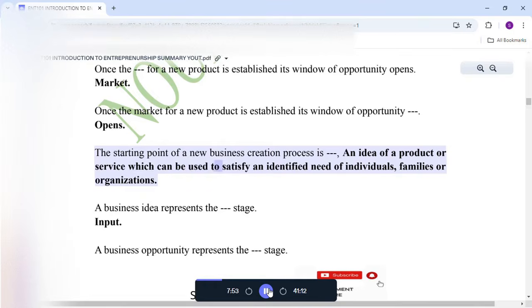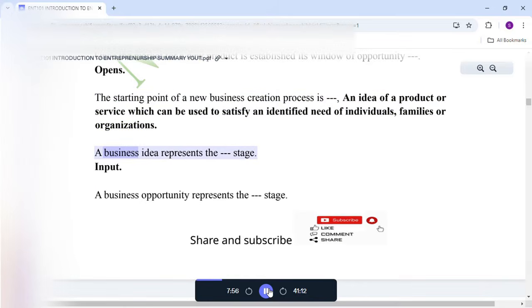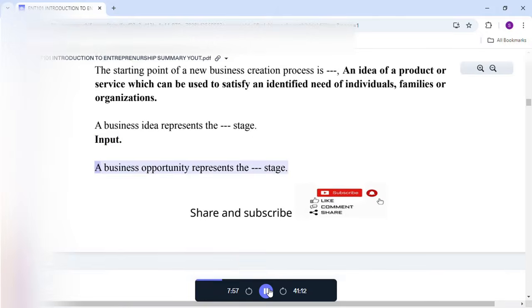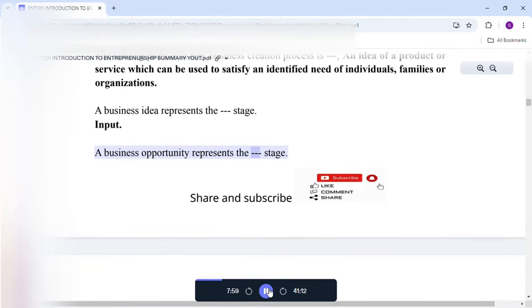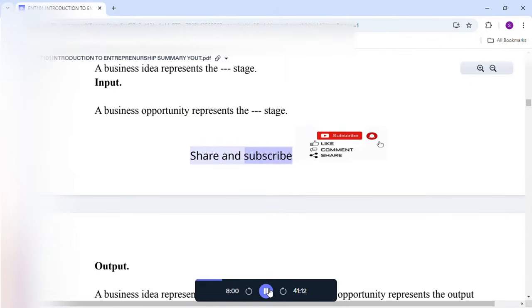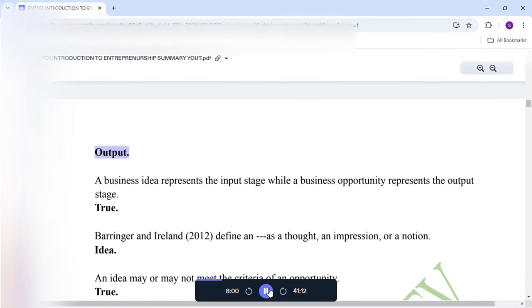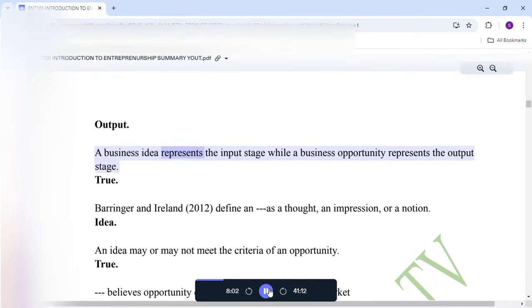The starting point of a new business creation process is an idea of a product or service which can be used to satisfy an identified need of individuals, families, or organizations. A business idea represents the input stage while a business opportunity represents the output stage.